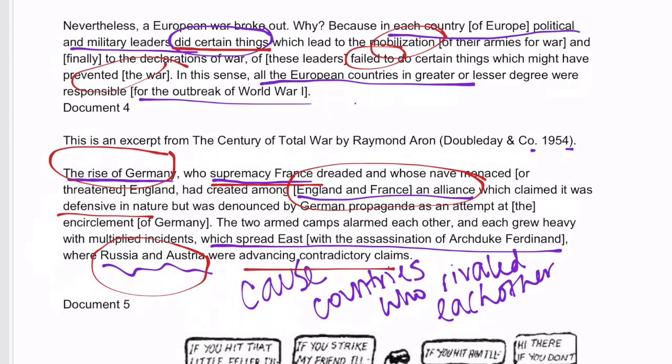And then you can say that because of these alliances, when the Archduke Franz Ferdinand was shot, war broke out because of the domino effect. And then you could go on to explain that a little bit. You could even use that as your outside evidence if you explain it well enough.